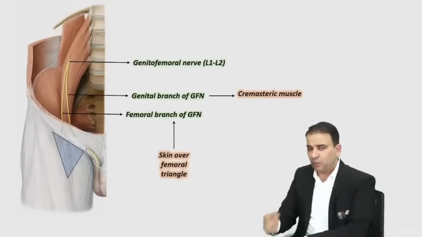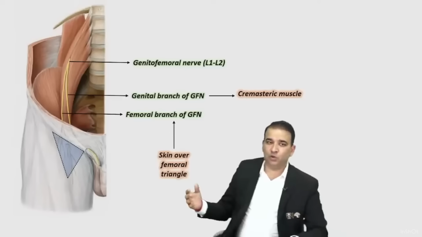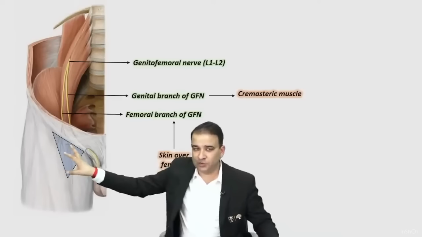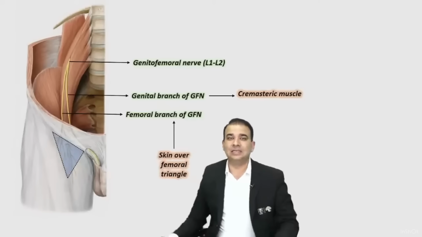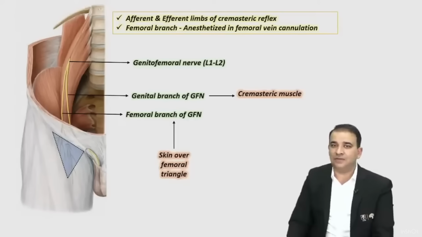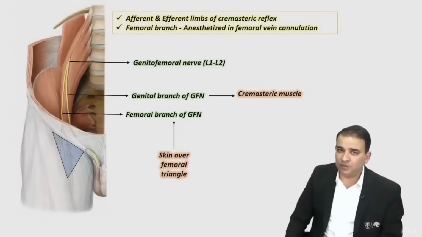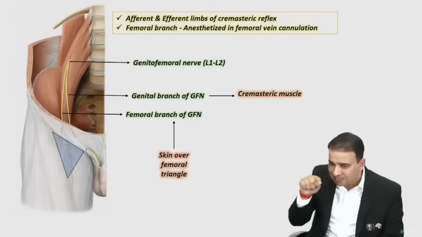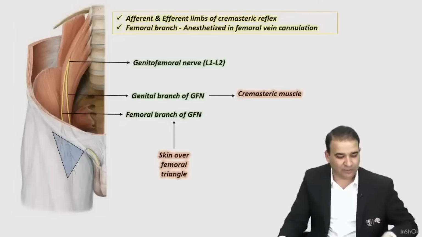And number two, again a recent question, is on femoral vein cannulation. Obviously, when you do the femoral vein cannulation, you will do it from the femoral triangle only. Then obviously, which nerve needs to be anesthetized here? That is the femoral branch of the genitofemoral nerve. So, afferent and efferent limbs of the cremastric reflex are by the genitofemoral nerve. And this femoral branch needs to be anesthetized in femoral vein cannulation because that's the nerve supplying the skin over the femoral triangle.